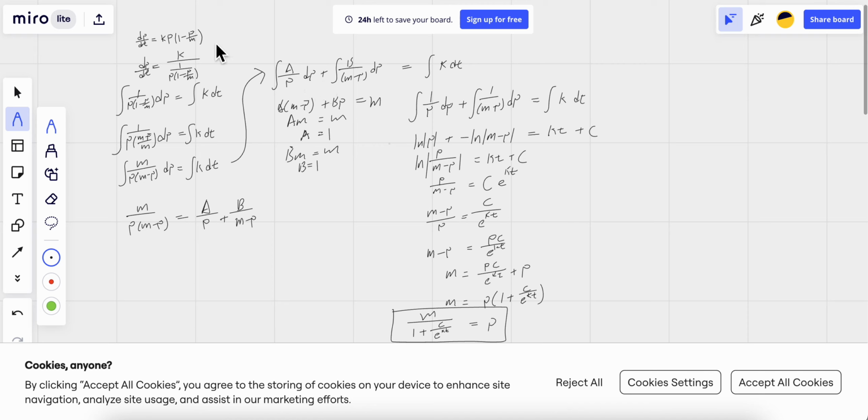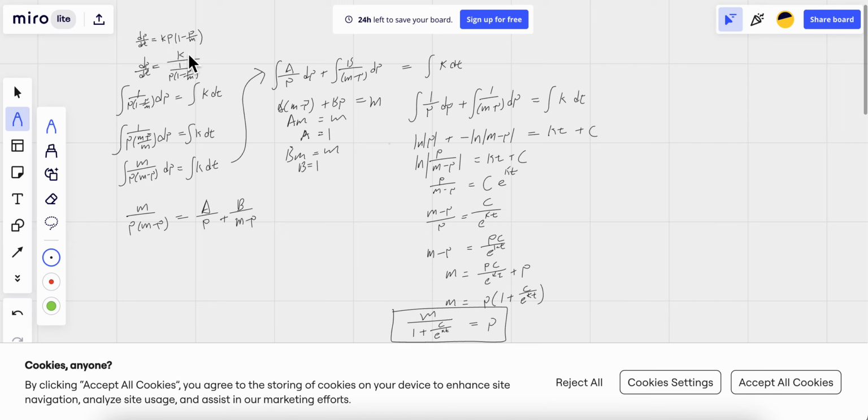So here we have a differential equation, dP/dt equals kP times (1 minus P over M), where the maximum carrying capacity is M, and this is a logistic model for population growth. Here I'm going to walk you through how you can derive a general solution for this differential equation. So first, let's start off by separating the variables.